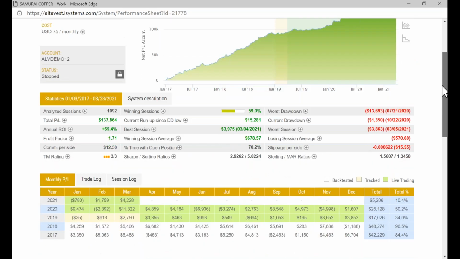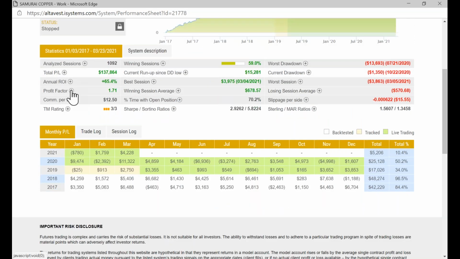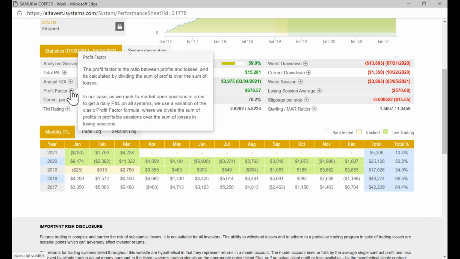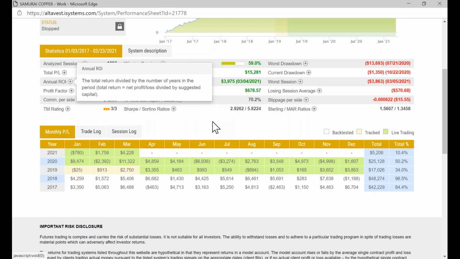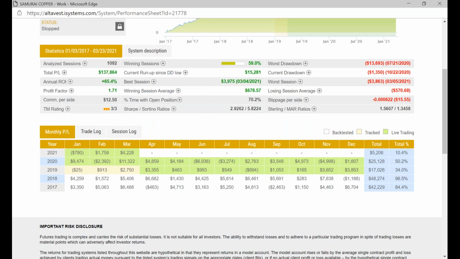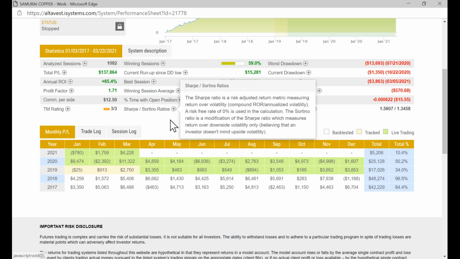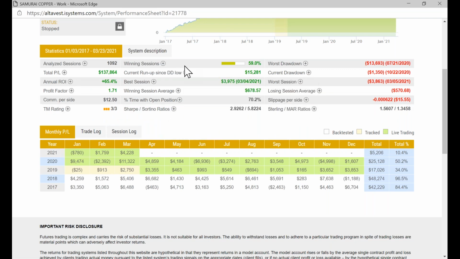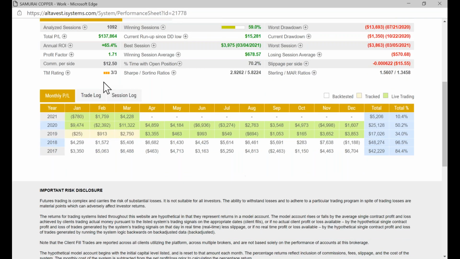And let me show you this here. All of these little icons, you can click on these and get a description for what these definitions are. I won't go through all of them, but you'll see percentage winning sessions, 59% of the time. And your best session was 39.75. The worst session was very similar, so on and so forth. But this is really the key here. Let me show you this table right here.